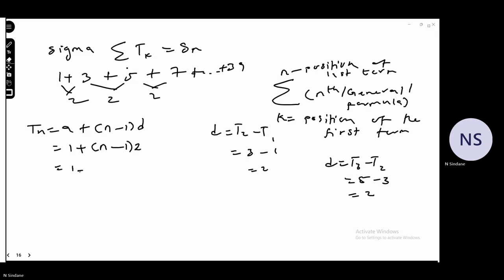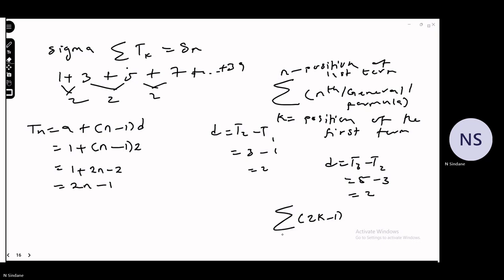Then I have 1 plus, if I multiply this 2 by n, it will be 2n. 2 by negative 1 is negative 2. Then I have my solution as 2n minus 1. That is my nth term, the general term. Now I can say my general term will be 2n minus 1. Some say 2k, some say other things, it's fine. It's up to you. Even if you say 2k here, it is a k.